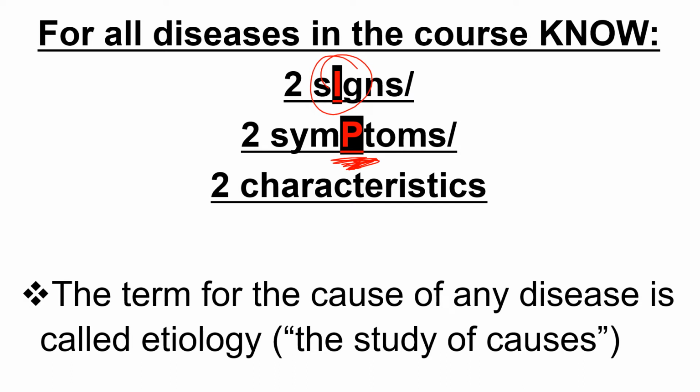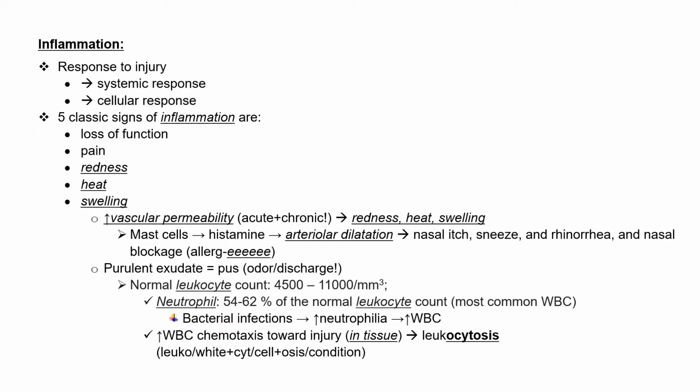Do know that etiology, logy, the study of, etiology stands for study of causes. Understand that inflammation is a response of your body or your cells to any sort of injury. If it's a response at the level of the body, it's called systemic. If it's a response at the level of cells, it's cellular inflammation.